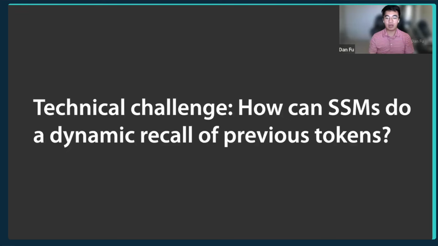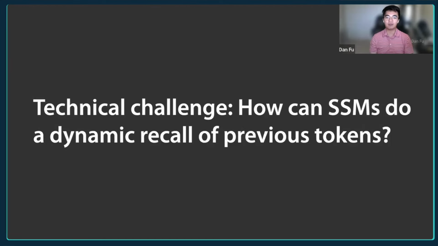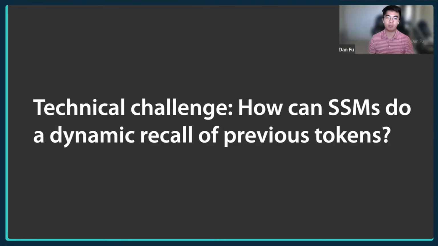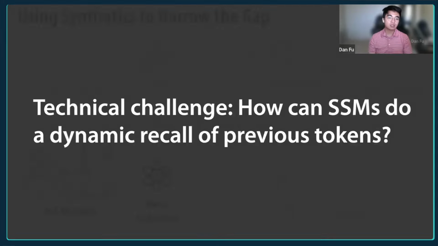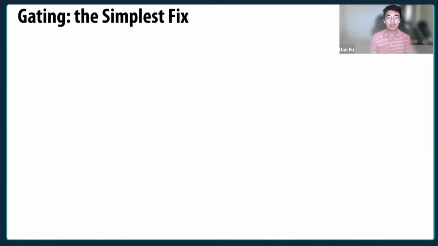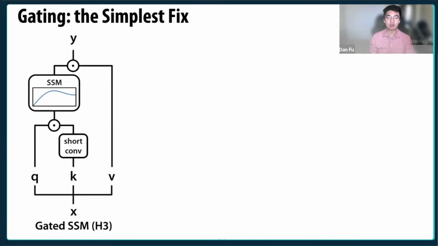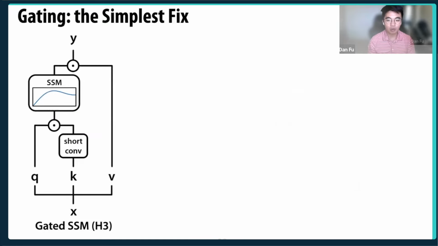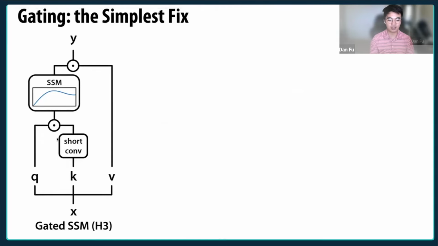But now we have a fairly well-defined technical challenge of how can you get this family of SSMs to do a dynamic recall based on the previous tokens? So I'll just walk through the simplest possible change that we made to these SSMs to try to get them to do this. And the simplest fix that we thought of was this really simple idea called element-wise gating. So the way to think of this is each of these circles with dots in them, you can just think of these as point-wise multiplication between two vectors.